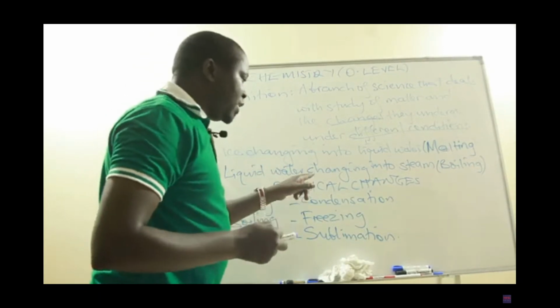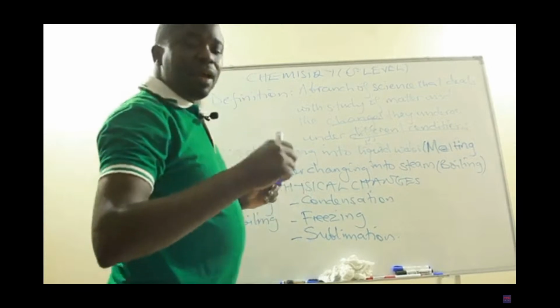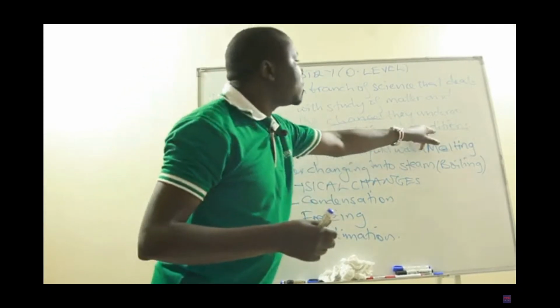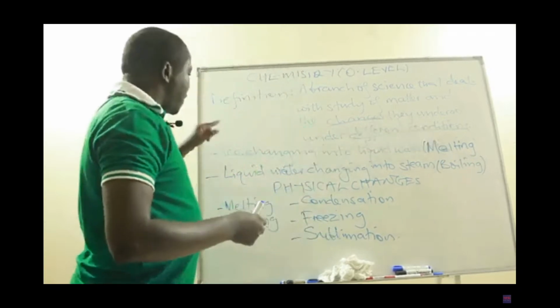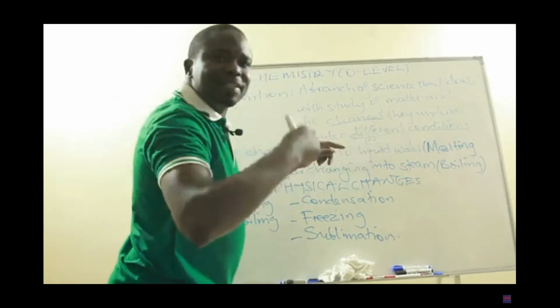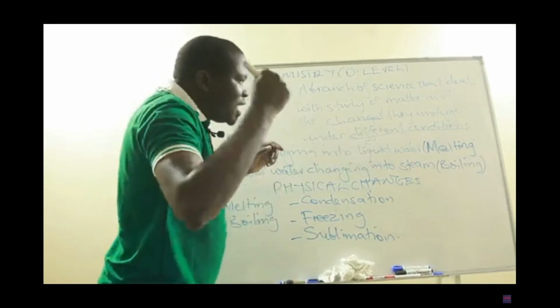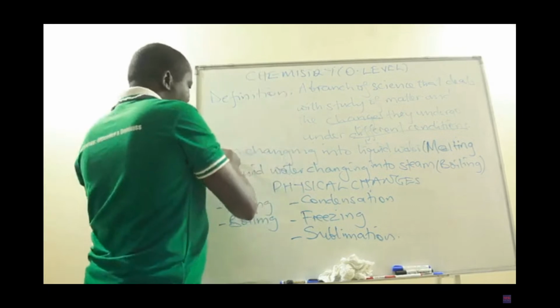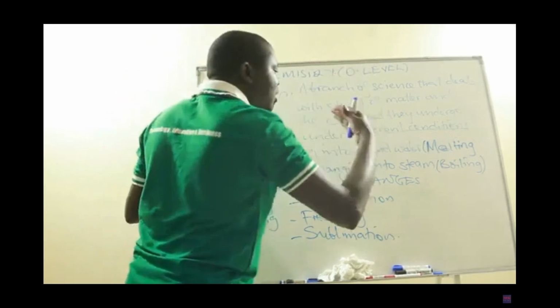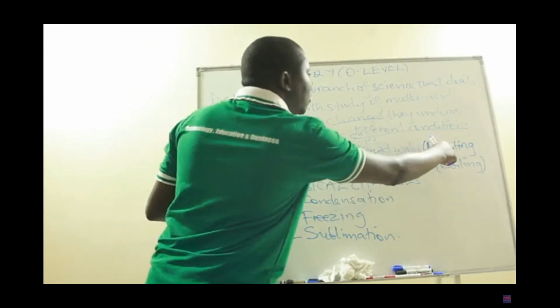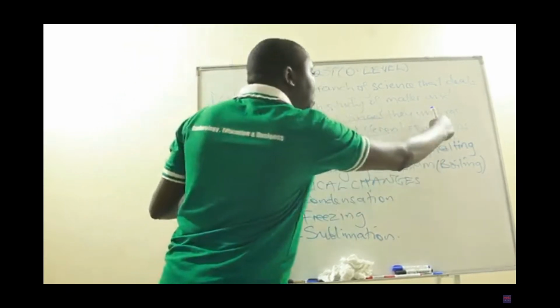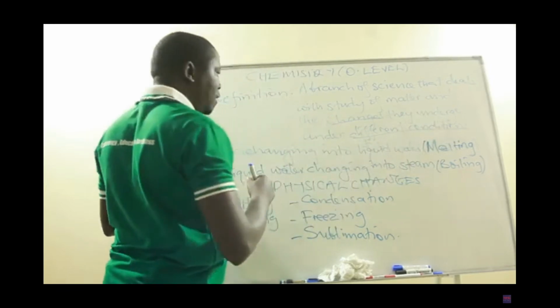Now these physical changes take place when something is applied. That's what we call a condition. In order for ice to change into liquid water, something must be there, and that thing is heat. You are supposed to heat ice, and then it melts, it changes into liquid water, a process called melting. So the heat which is applied is what we call a condition for that change.